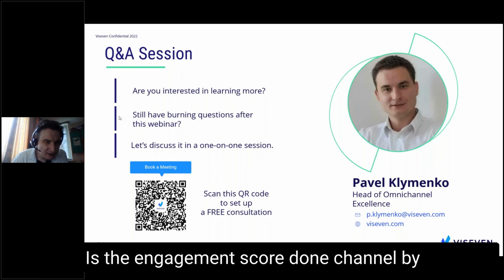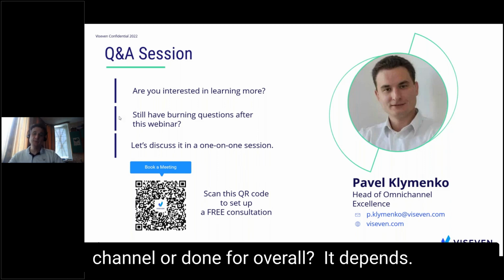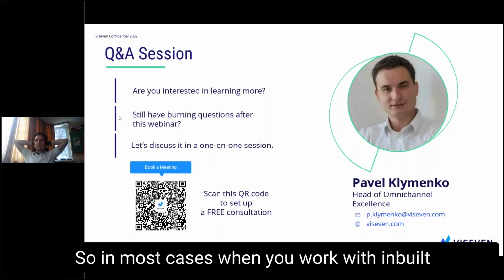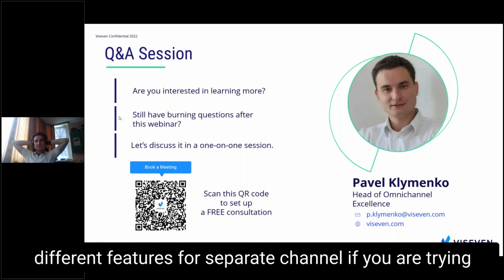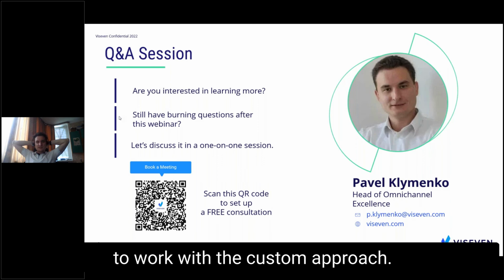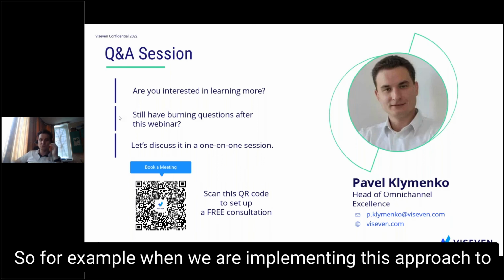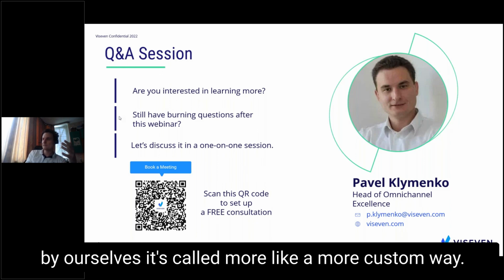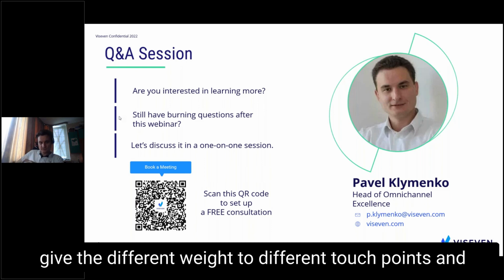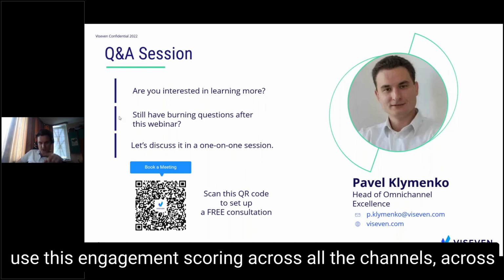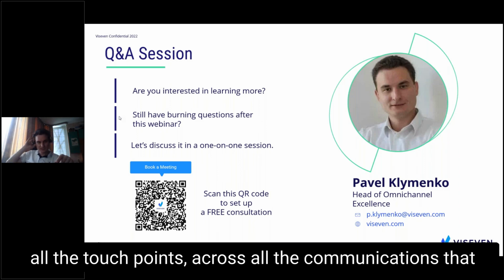Is the engagement score done channel by channel or done overall? It depends. In most cases, when you work with an inbuilt solution like Salesforce Marketing Cloud, it has different dashboards and different features for separate channels. If you are working with a custom approach, for example when we implement this approach ourselves, we create engagement scoring and give different weights to different touch points, and use this engagement scoring across all the channels, all the touch points, all the communications that we have.